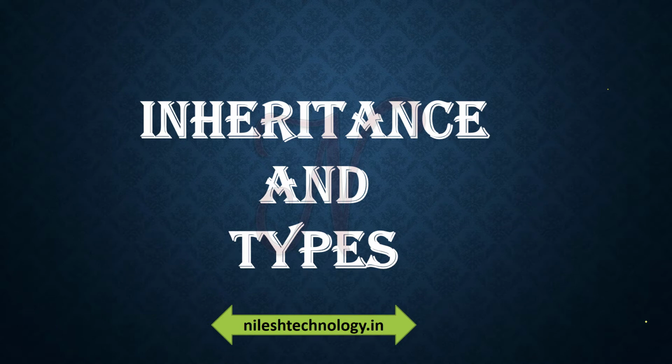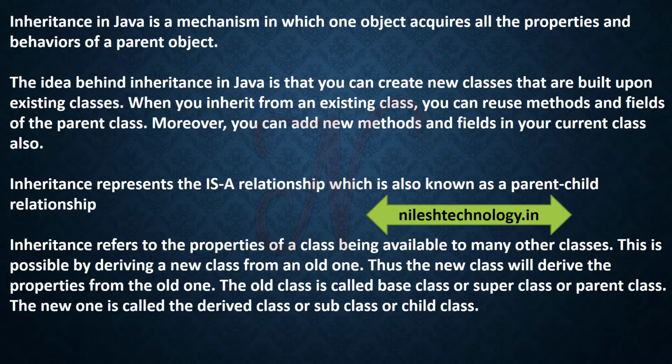In this video we are going to see another concept of Java, that is inheritance and its types. So what is inheritance? Inheritance means the idea of reusability. Reuse some things in your program. Things means what? Variables, functions.